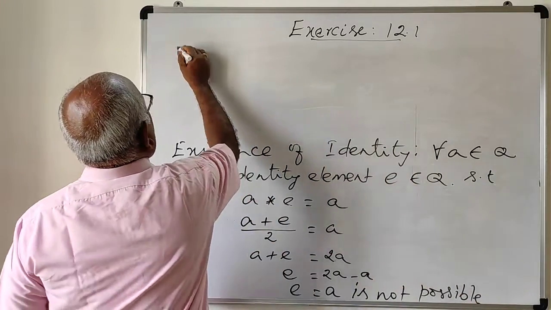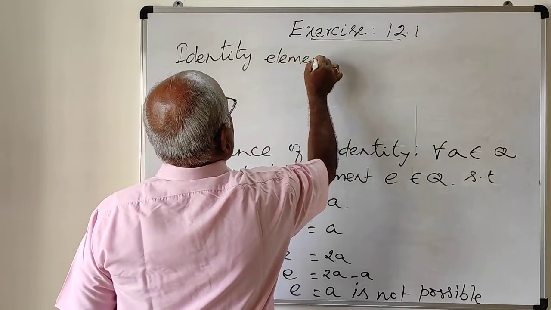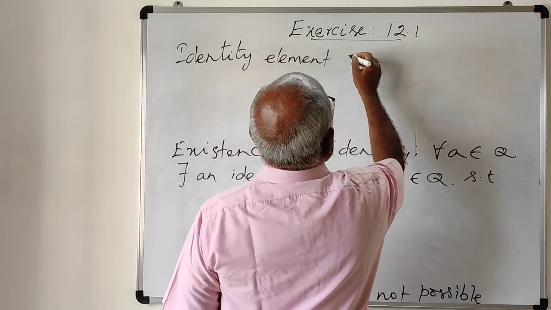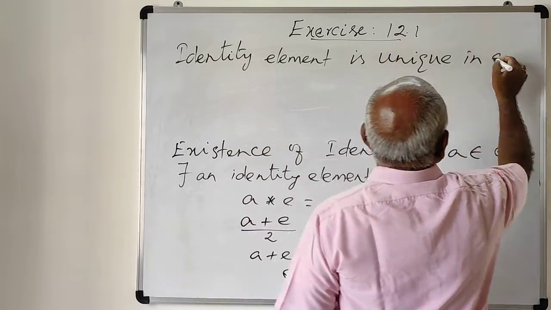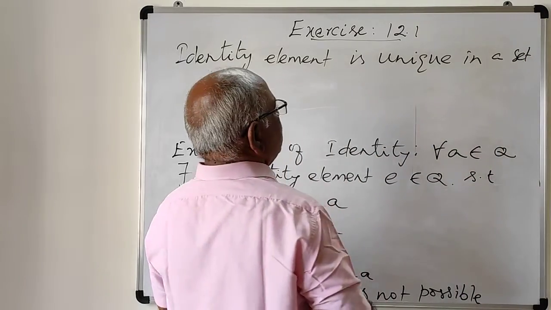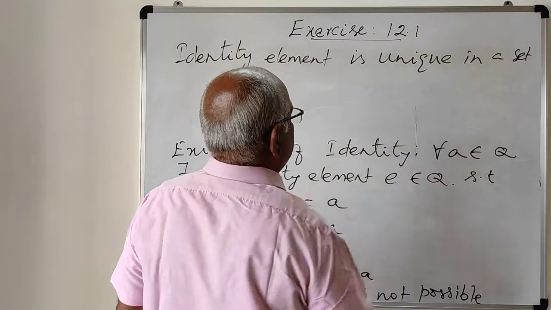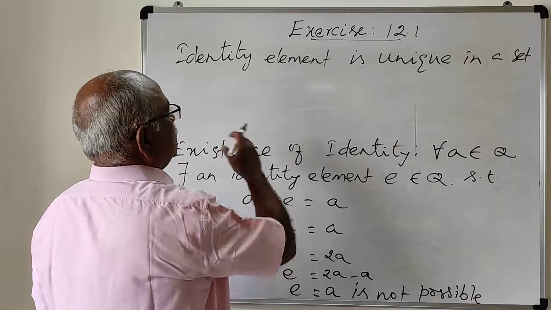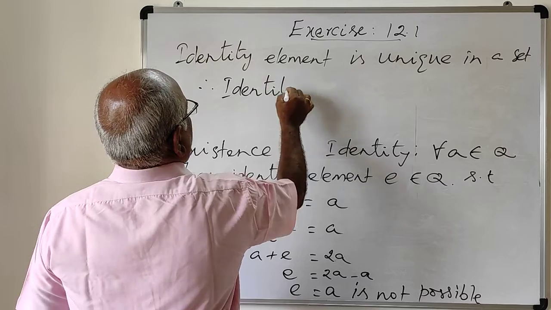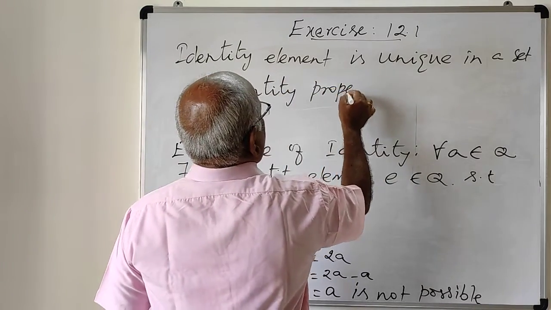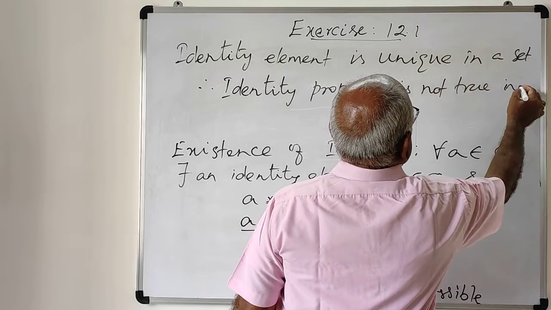because the identity element is unique in a set. In any algebraic structure, whatever it may be, the identity element is unique. So having two identities is impossible. Therefore, the identity property is not true in Q.